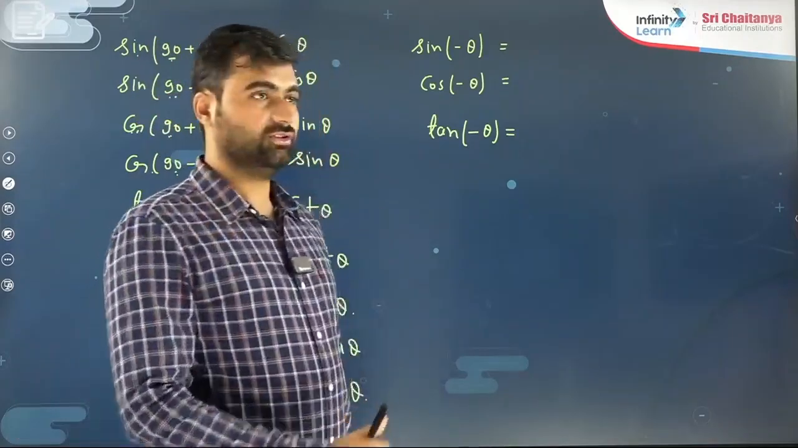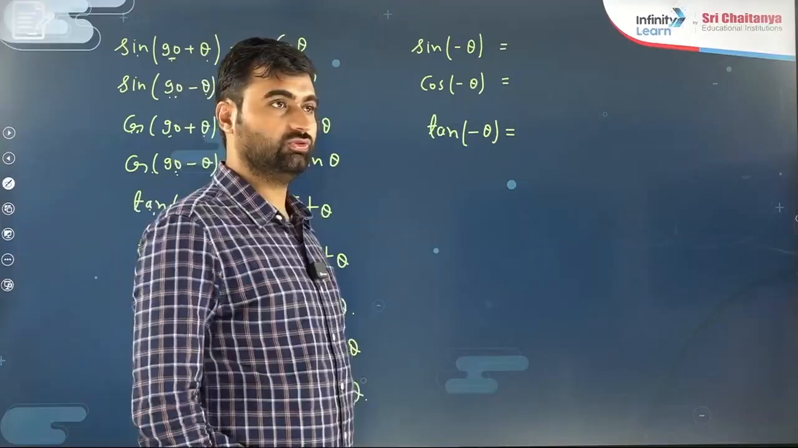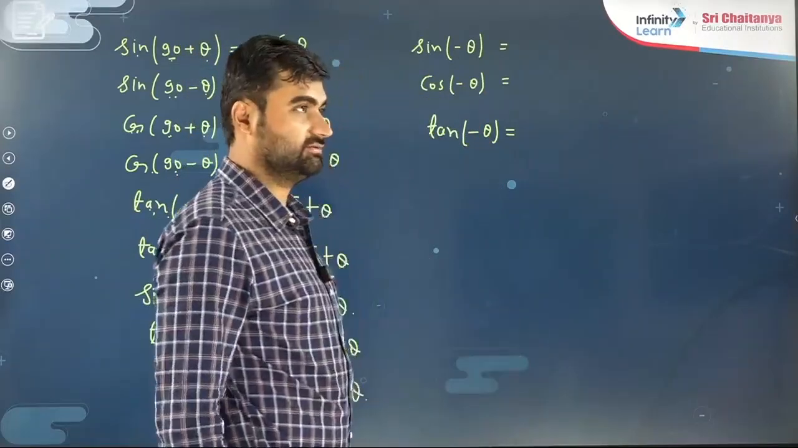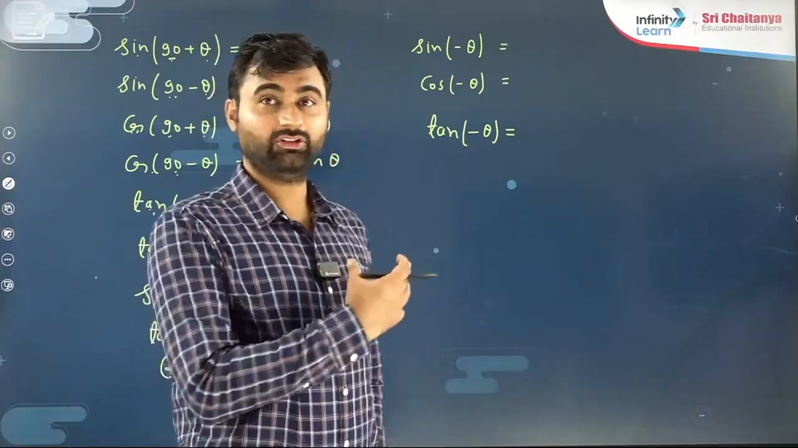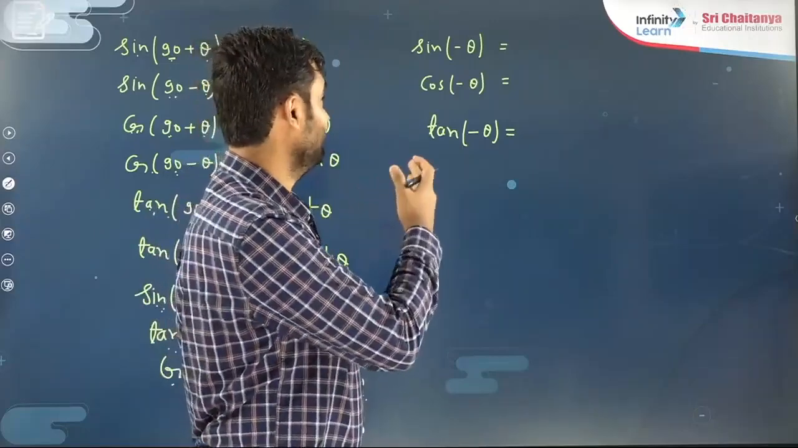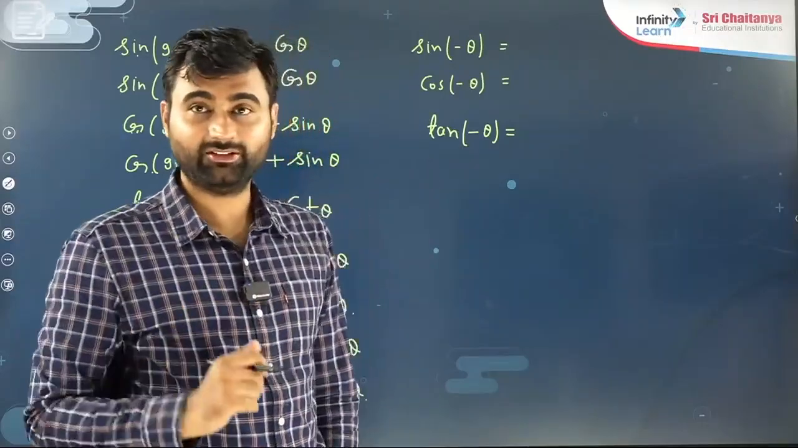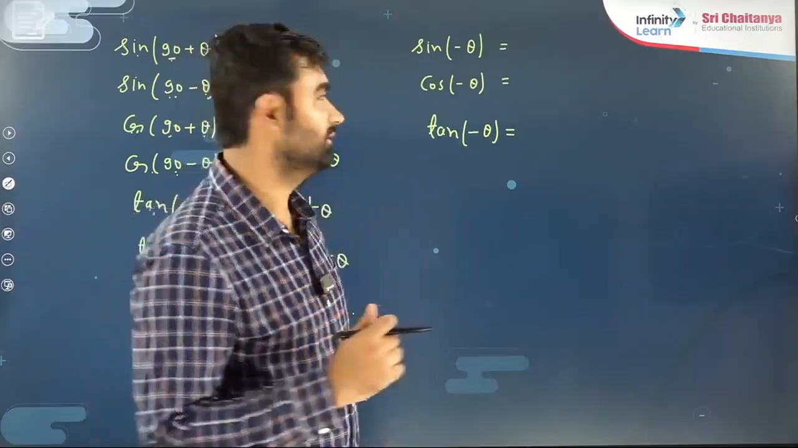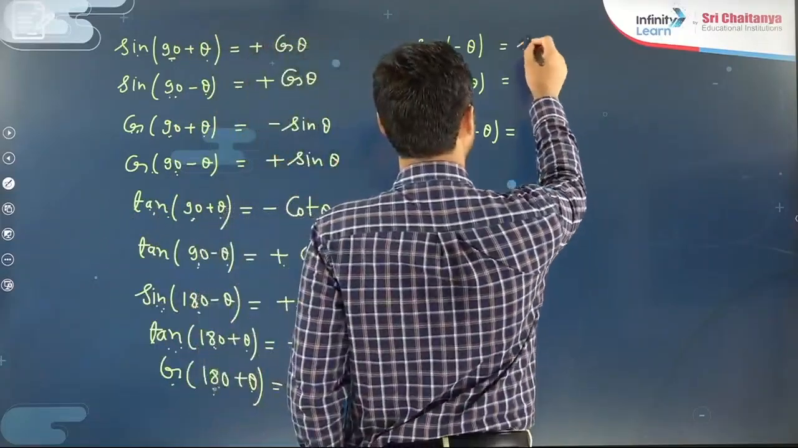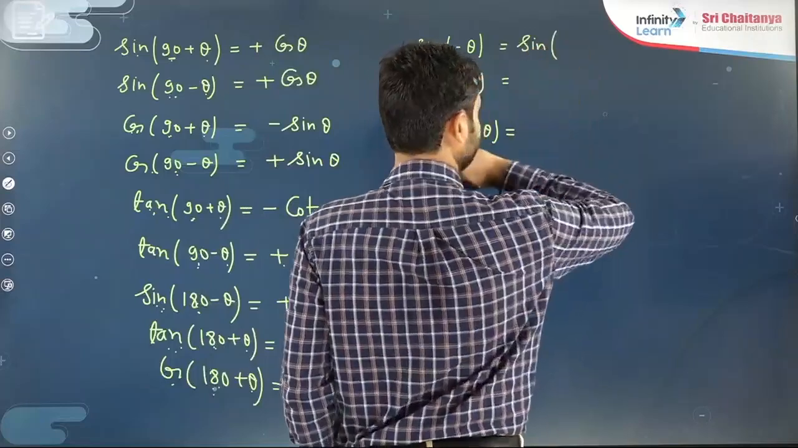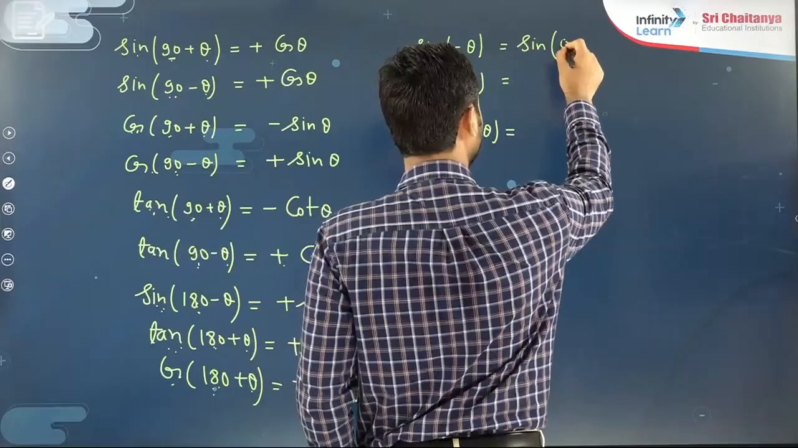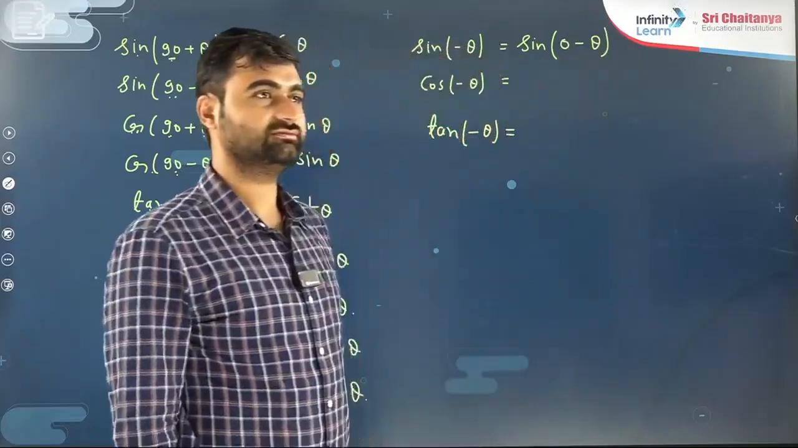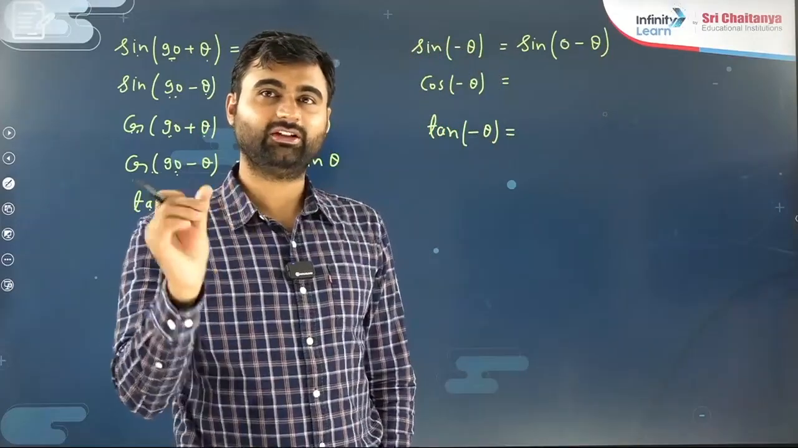Okay. So let's see how to solve them. Understand. Sine minus theta. So first of all, we don't have sine minus theta. How to find? We don't have any concept. But actually, we can write this sine minus theta. How? We can write it like this: sine 0 minus theta. Agree or not? Can we write sine 0 minus theta?